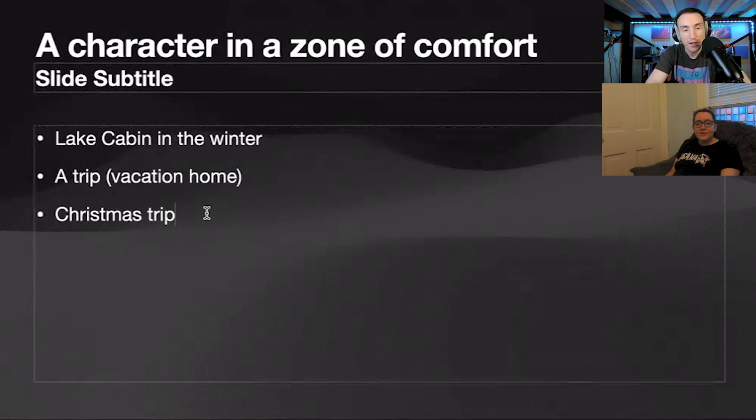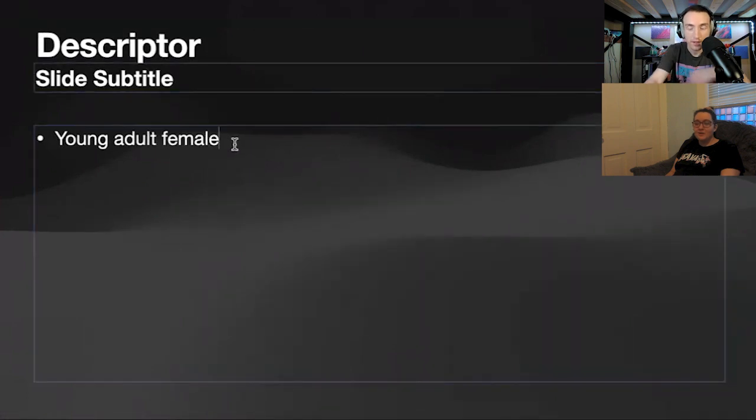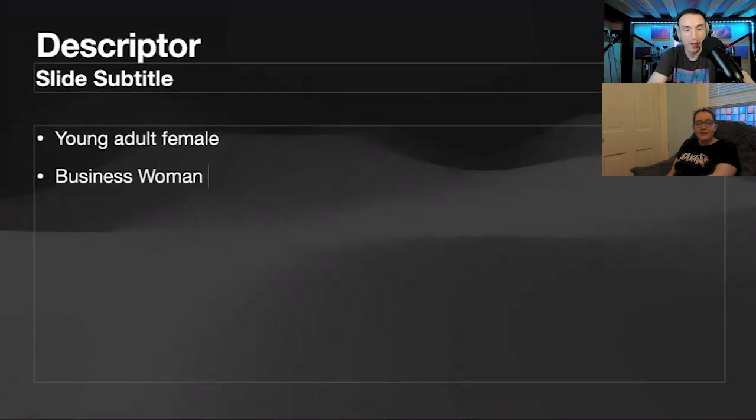Anyways, for a descriptor, I picture her as a businesswoman, like a career woman. Any specific business? I don't know specifically. I always get confused: is woman singular and women plural? Woman is singular, women is plural. Man is singular, men is plural. I always get that switched up in my brain.